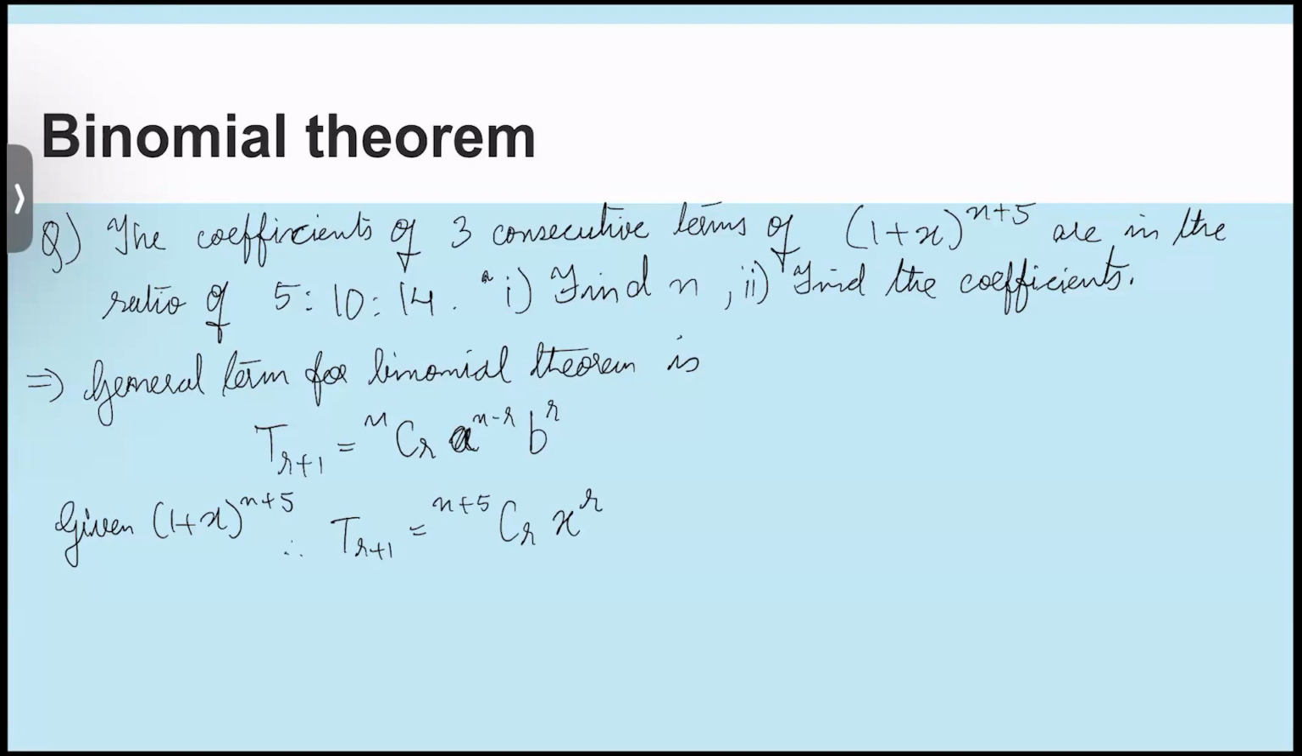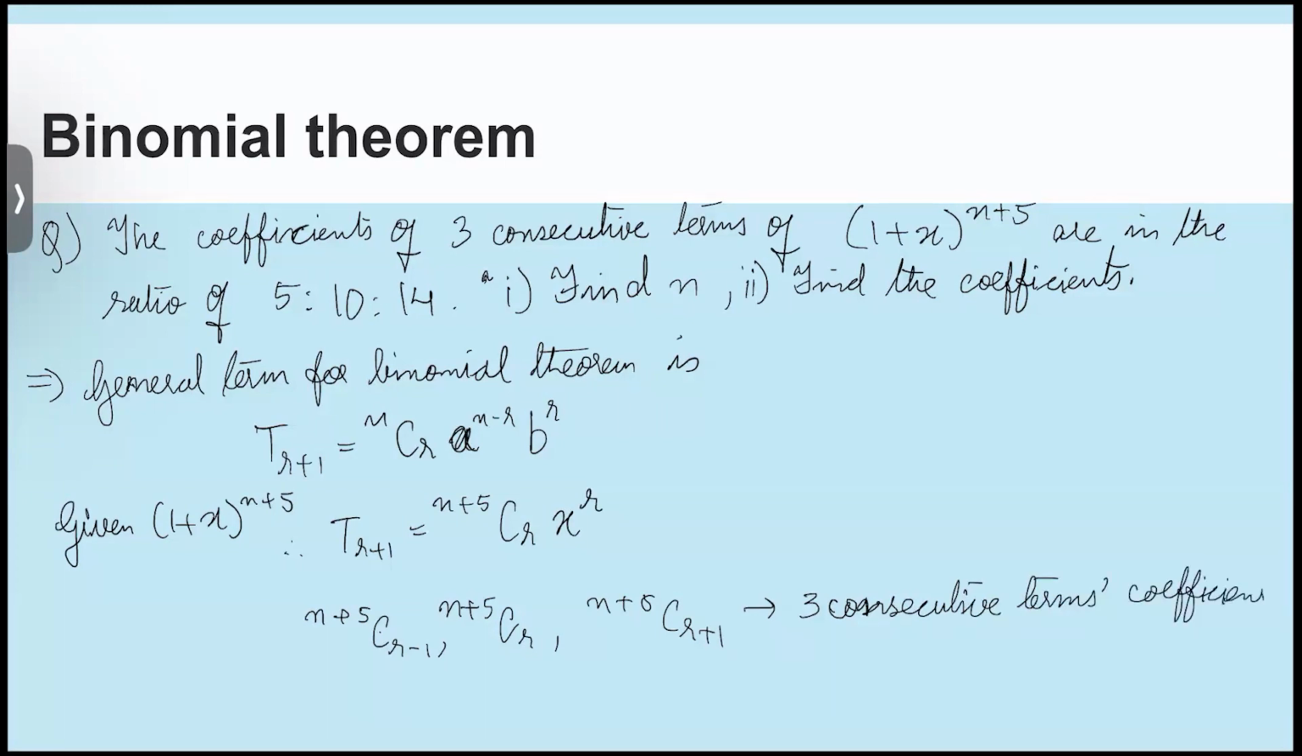Now if you take n plus 5 c r as the middle term of the three consecutive terms, what we can write is n plus 5 c r minus 1, n plus 5 c r, and n plus 5 c r plus 1 are the coefficients for the three consecutive terms. Okay, so this is what we are going to get.